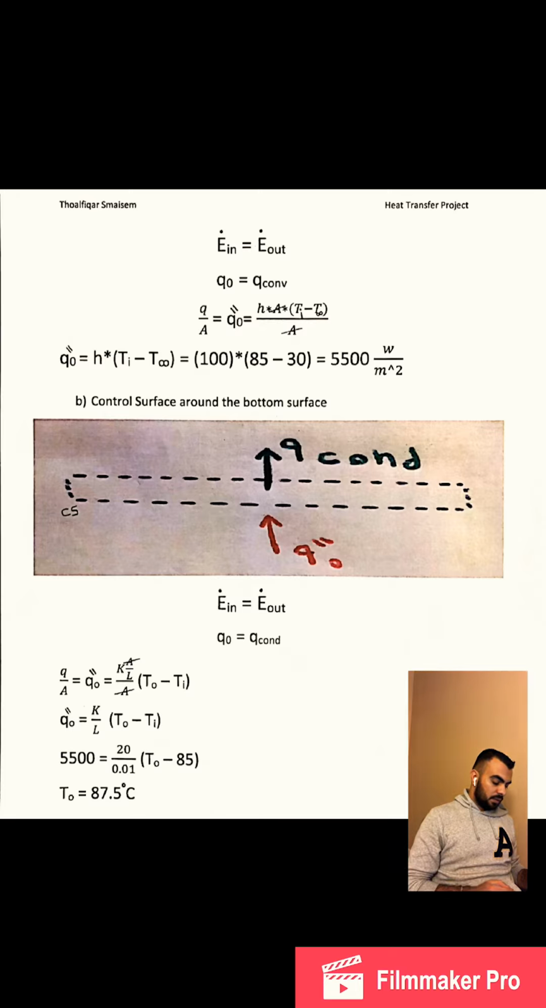So solving, and also notice that the thickness is 10 millimeters. We have to convert that to meters. That is why it's 0.01. Solving for the temperature, we get 87.5. So there is no big difference between the temperature that is very close to the heater and the other one, which is 85, because of the type of material. We have the thermal conductivity equal to 20, which is very good. That's why there is not much variation.